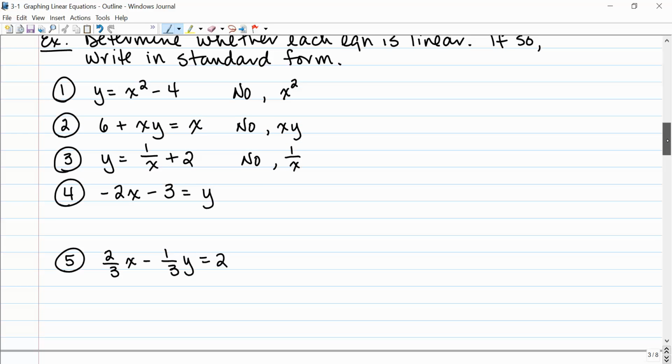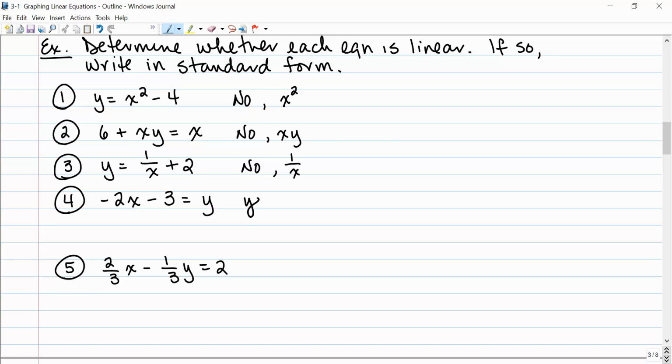And yes, this is linear because notice it does not have any squared variables, no variables multiplied together, and no variable in the denominator. So what we need to do is write this in standard form. I'll just recopy it over here and recall that standard form is ax plus by equals c. X and y are on the left of the equal sign, and what you have over on the right is just the number c.